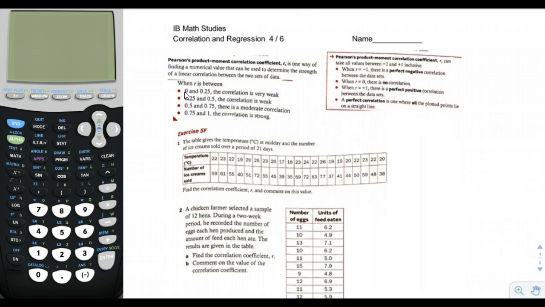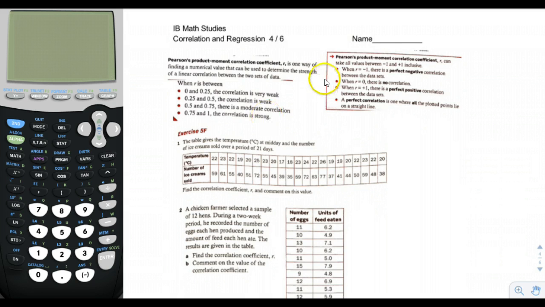All right, and then there is also the negative case. Pearson's correlation coefficient can come out to be -1, which would be a perfect correlation also, but it would be one of those cases where you had a negative gradient, or the line goes down as you go from left to right, and we'll see what that looks like in a second.